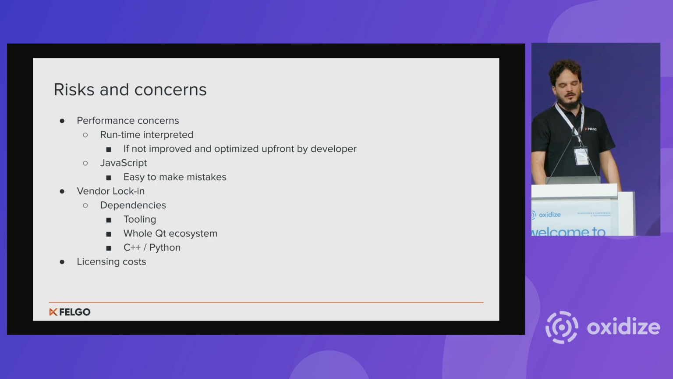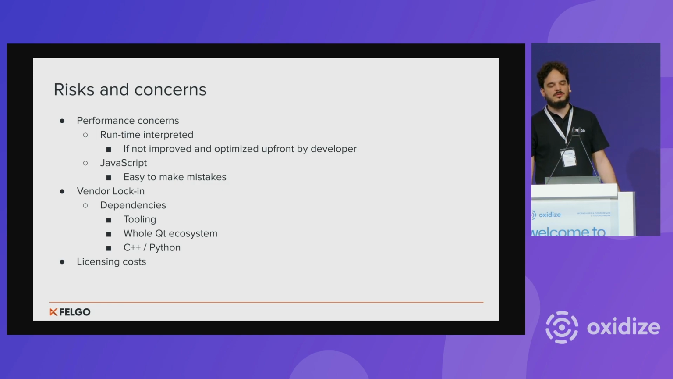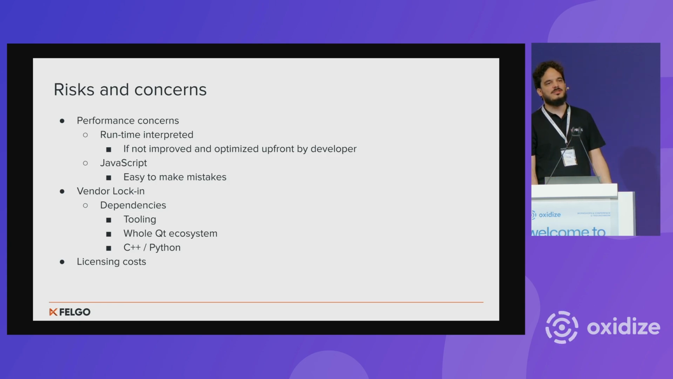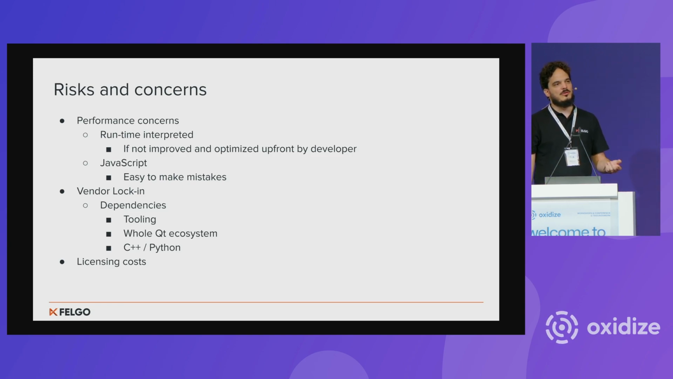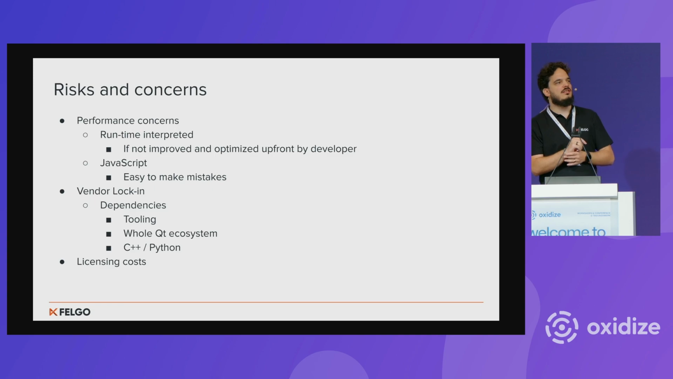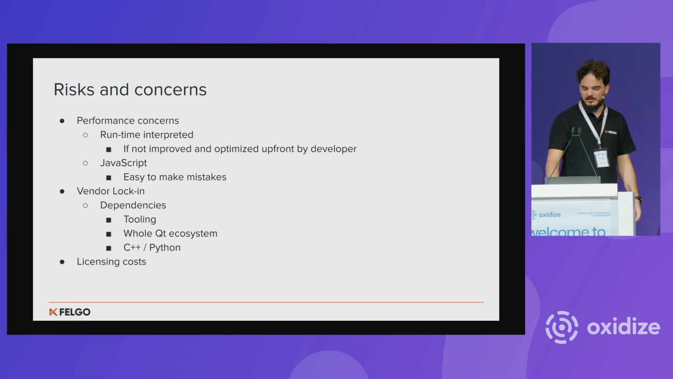But there are also risks and concerns for QML. So mostly there are performance concerns, as QML is using JavaScript logic. So JavaScript is mostly runtime interpreted. And if you are not actively working on optimizing your code up front, then you can pretty easily get into troubles. And also, you are committing yourself to the whole Qt ecosystem and their tooling, and C++ as well. And there are also worries about licensing costs for bigger projects as well.